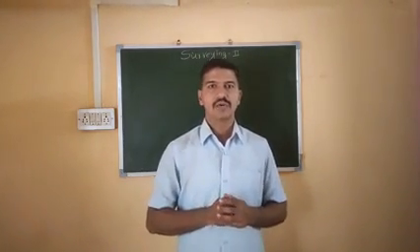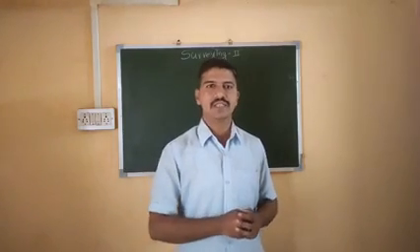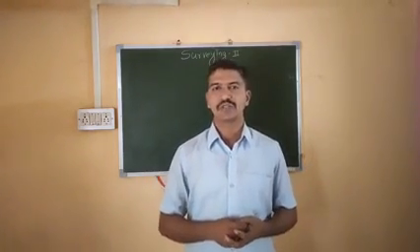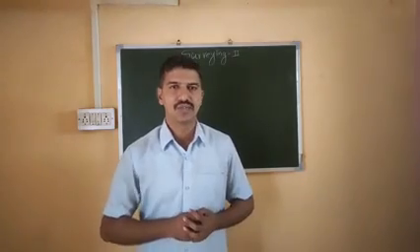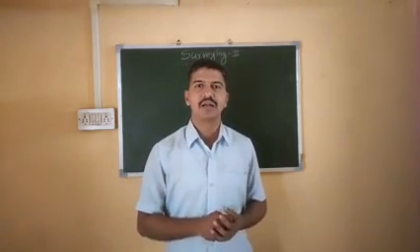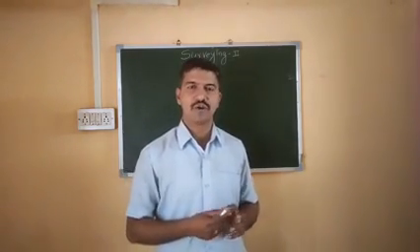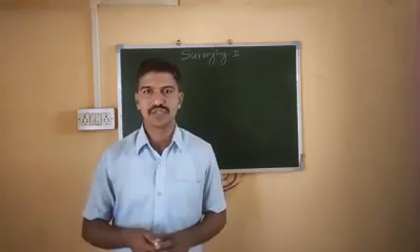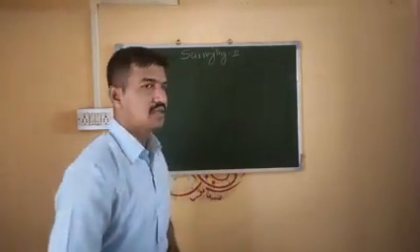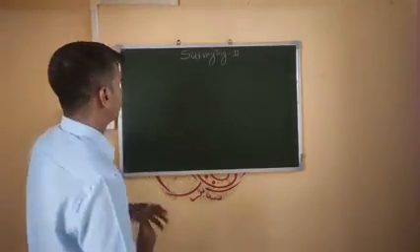Yesterday we saw the principle of tachymetric surveying, which is based on the isosceles triangle. Today we will see the formula to calculate the distance from the instrument station to the staff station. So, let us start with today's topic.